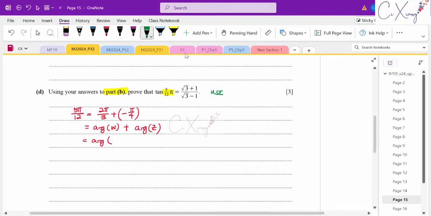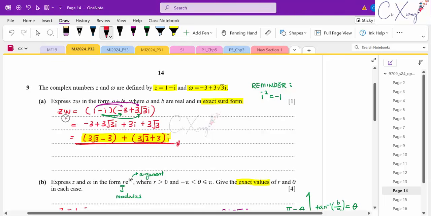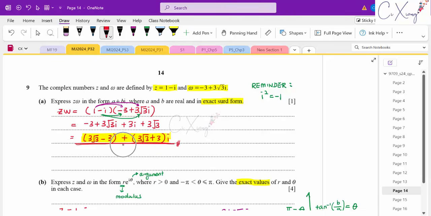formula where the argument of wz is equal to the argument of z plus the argument of w. So we are applying this here. I combine them together and it becomes the argument of wz, or argument of zw also can. Then you ask yourself how to find the argument of wz. In part A, we have actually successfully found out the zw or wz just now, which is this one. So how can I find out the answer for this part?